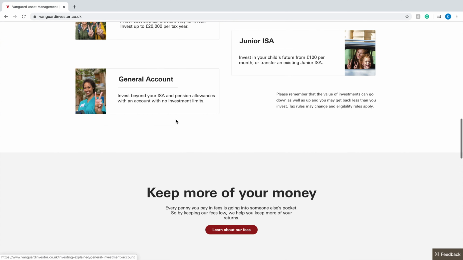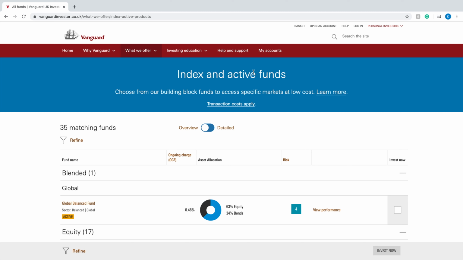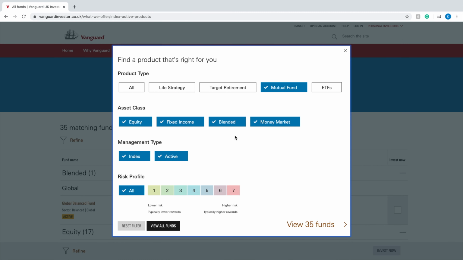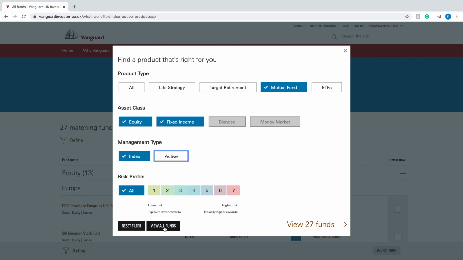Now here it shows index funds and active funds. Index funds are funds that just track an index, whereas active funds are managed by managers, which tend to be far higher costs and don't offer such great returns. I'll compare both of them in another video, but I'm just going to refine this now and get rid of the active funds. That gives us 27 funds. Leave that there.